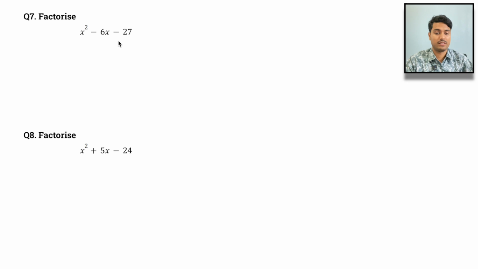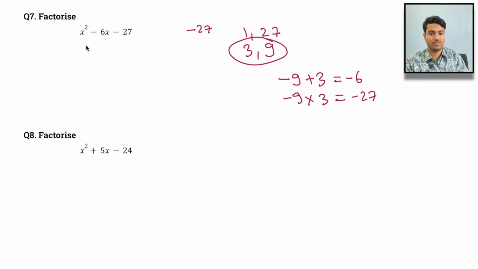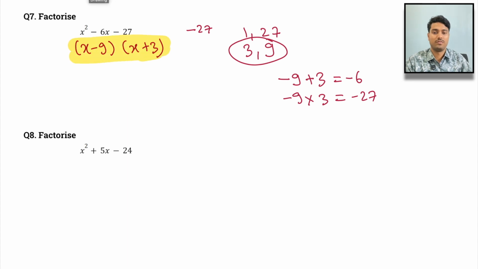X square minus 6x minus 27. So let's check quickly. We need negative 27 as the product of two factors. So 27. So 1 and 27, 3 and 9. So 9 and 3 is possible, because if you subtract 3 from 9 you will get 6, but we want negative 6. So negative 9 plus 3 will give you negative 6. So negative 9 into 3 will give you negative 27. That means we can use minus 9 and positive 3. So x minus 9 and x plus 3 are the answers. Factors of the quadratic expression.